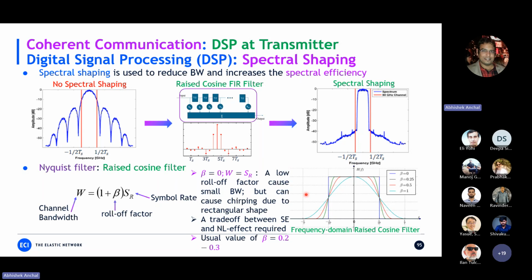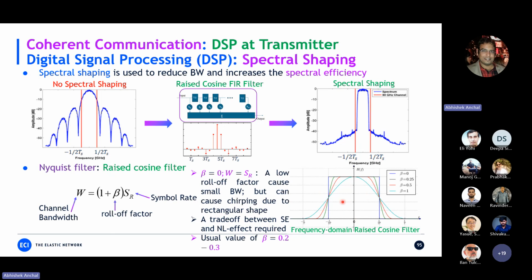Because it's a trade-off between the spectral efficiency and the nonlinear performance. If beta is 0, spectral efficiency is very high, but if beta is non-zero, the spectral efficiency is lower, but nonlinear performance is better. So there is always a trade-off between the spectral efficiency and the performance of the channel in the presence of fiber nonlinearity. The usual value of beta is chosen as 0.2, 0.3, etc.